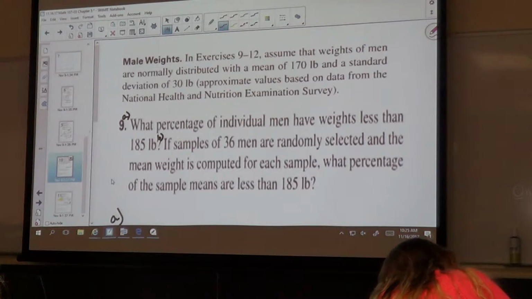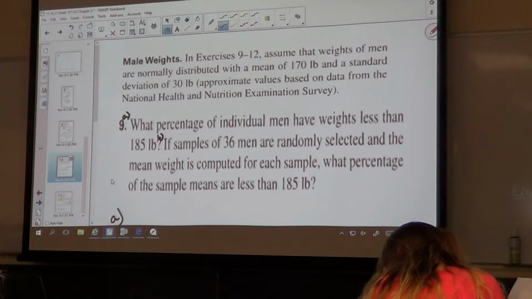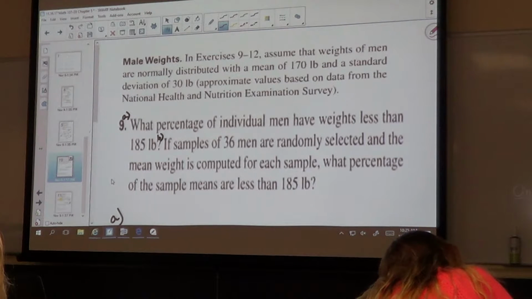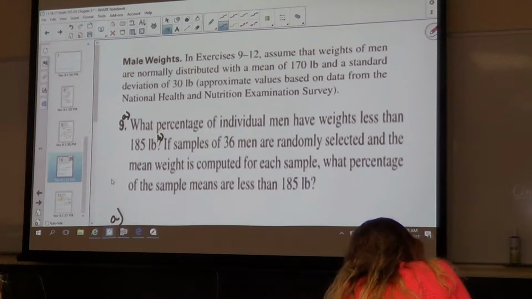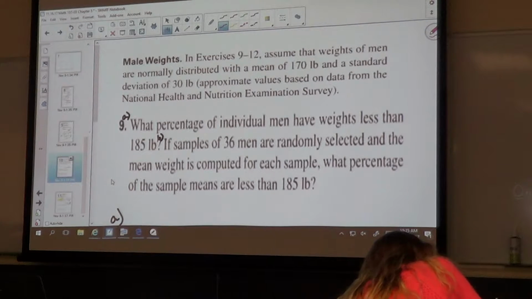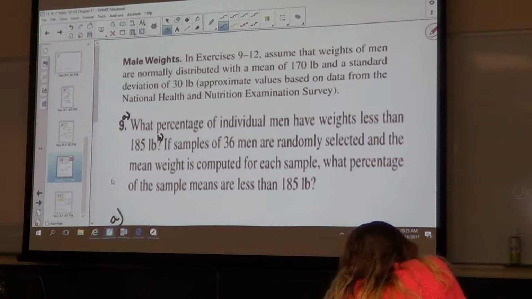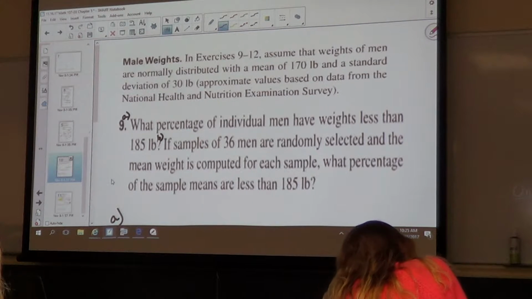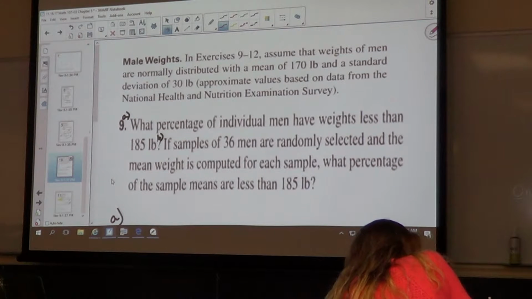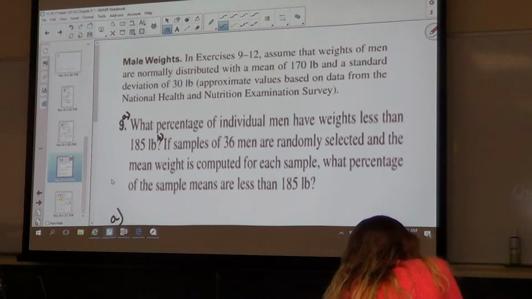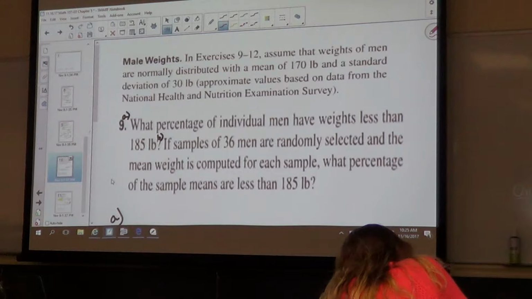Your mean goes there. So it's low, high, mean, standard deviation. Okay, the lower is where you're shading on the left. The high is where you're shading on the right. The mean's in the middle, and the standard deviation is your spread.